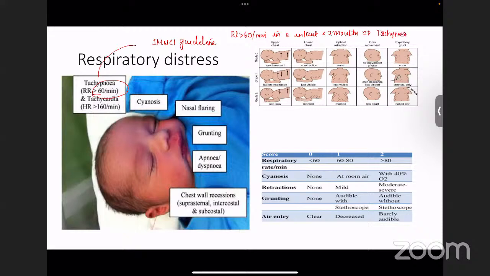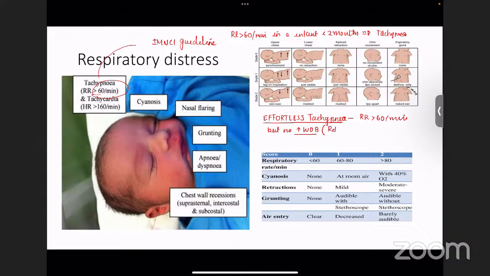Not only tachypnea, there are a few conditions called effortless tachypnea. What is effortless tachypnea? Can anyone tell? The child will have increased respiratory rate, but no increase in work of breathing. How do you tell there is no increase in work of breathing? What are the things you have to see in the neonate or any infant to say there is work of breathing?